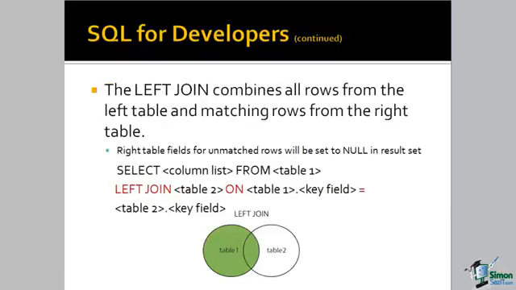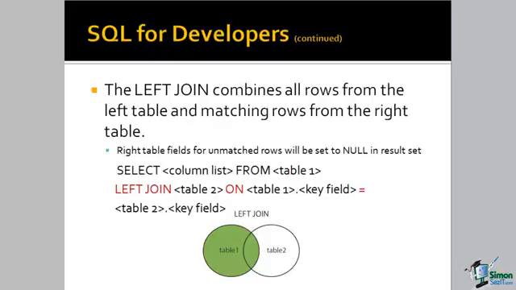In contrast to the very common inner join is the left join. The left join returns all of the rows from the left table and the matching rows from the right table. In the case where rows from the left table do not have a match in the right table, fields for those unmatched rows will be set to null. And the syntax for a left join is left join, the name of the table, on, and then an equality statement for the key fields to be used to combine the tables.